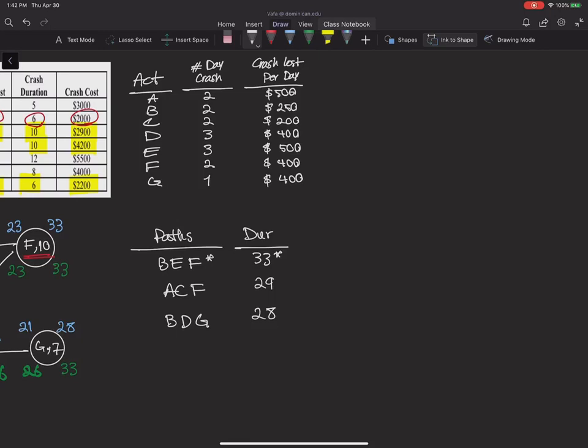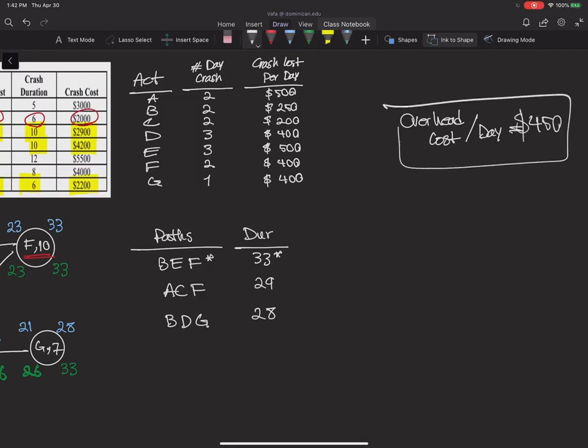I remember that the overhead cost per day was $450. So if I can reduce the length of the project per day by less than $450, I should go ahead and do that.